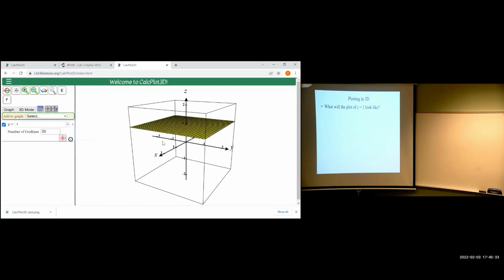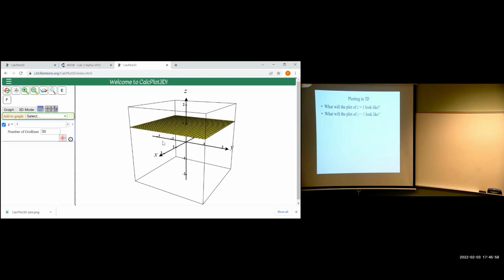It is a plane that goes through the point where z equals 1. So this is a collection of points that are all 1 unit above the xy plane. So that's what z equals 1 is going to look like. What would have been a line in 2D is a plane in 3D. And we'll see that with linear functions as well.